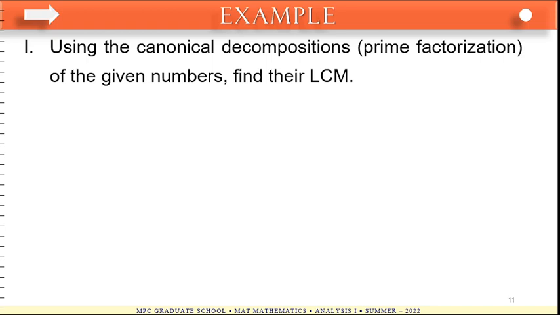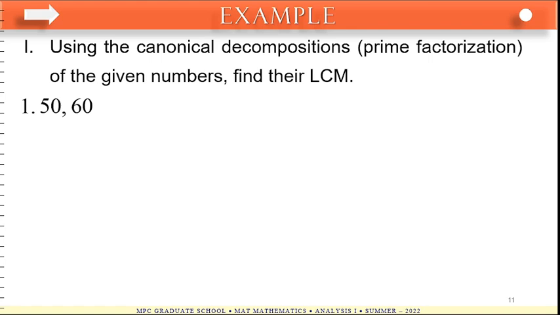Okay, so in LCM, let's have an example. Using the canonical decomposition, or prime factorization, of the given numbers, find their LCM. We already know the process of canonical decomposition, so it is easy to find the LCM of the given examples. For number 1, we are going to find the LCM of 50 and 60.